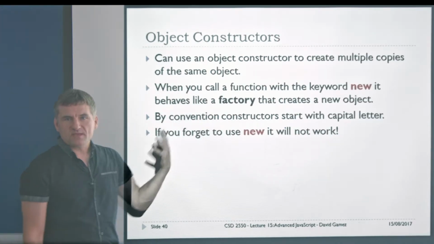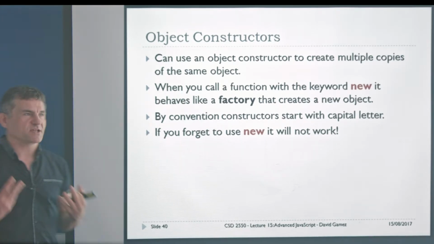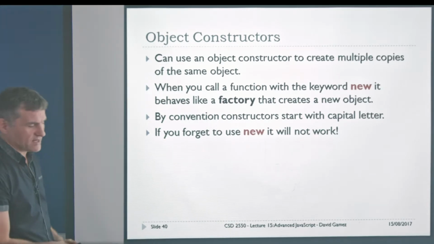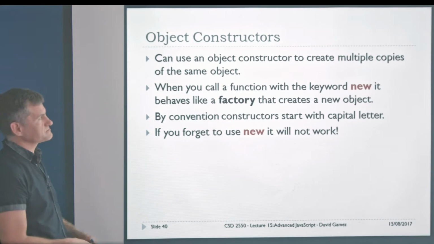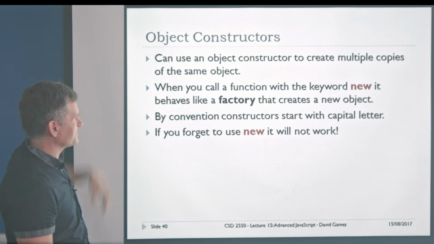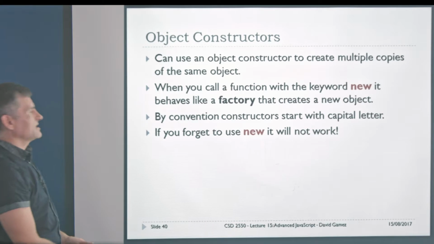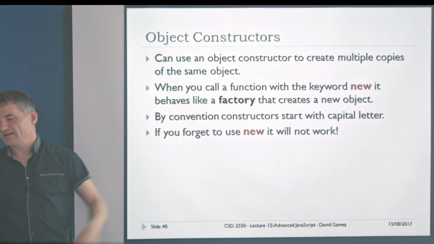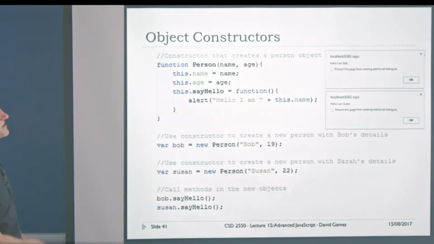So what we want to do, what we have in all object-oriented languages, is that we want to be able to use object constructors. An object constructor you can think of as like a factory that will basically churn out identical copies of the same object. And so to make object constructors work, you can use the keyword new, which behaves like a factory and creates a new object. By convention, the constructors of objects start with a capital letter, but make sure you use new or it won't work.